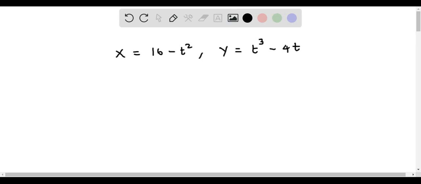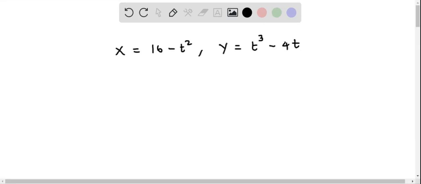In the first part, we determine the value of t so that the tangent to the curve is vertical. Here we use the fact that whenever the tangent is vertical, its slope is undefined. So first we have to determine the slope of this parametric curve, which is the same as the slope of the tangent to this curve.